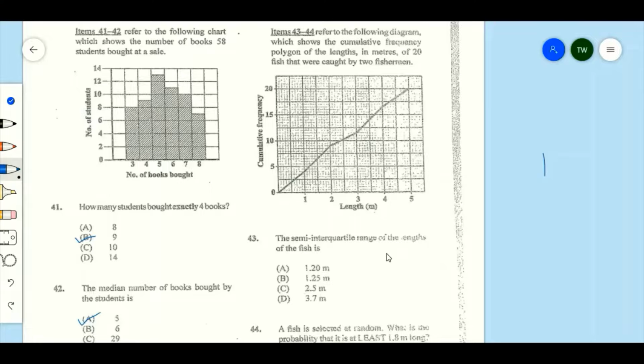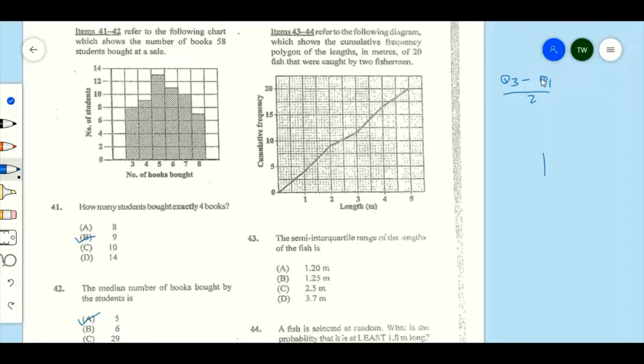Now, semi-interquartile, there's a nice little formula that we can use to calculate it, and that's going to be Q3 minus Q1, divided by 2. So by using this formula, it gives us the semi-interquartile range. Now we need to decide what is Q1 and what is Q3.